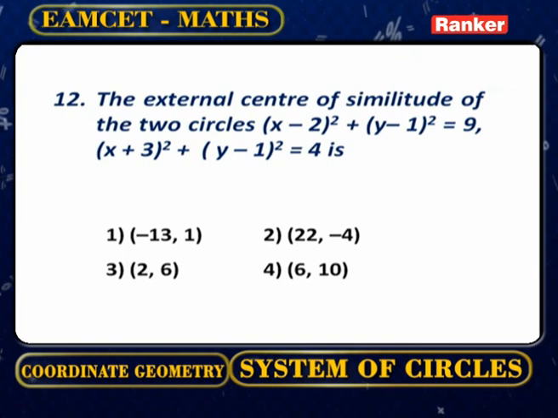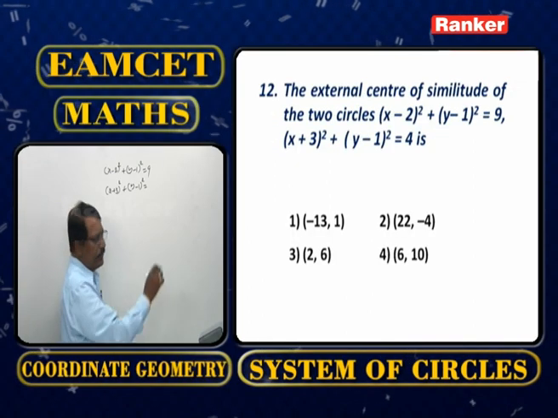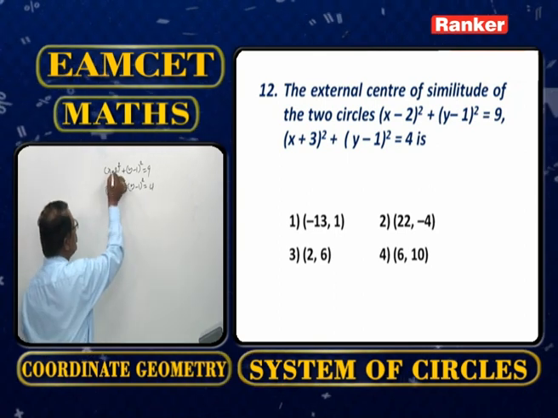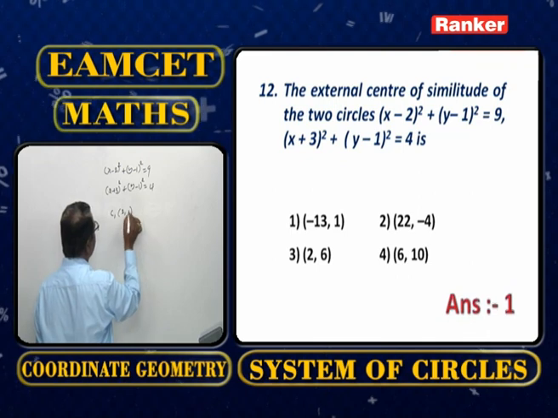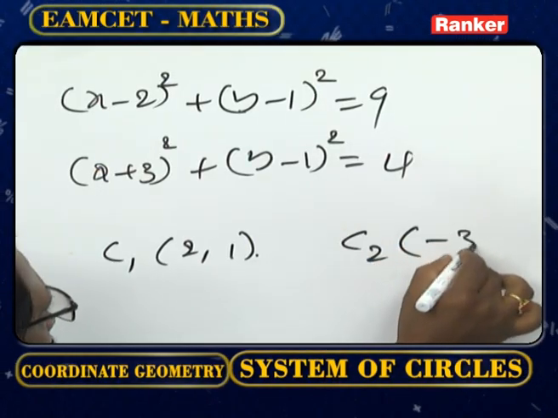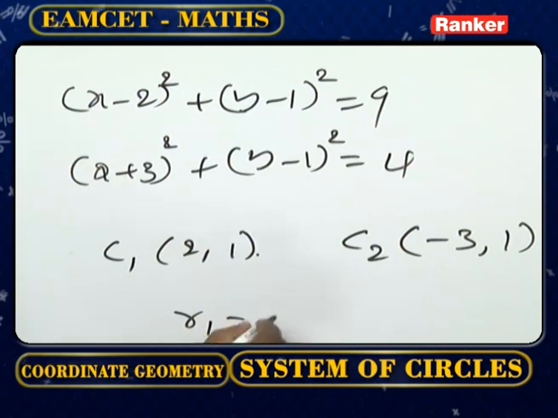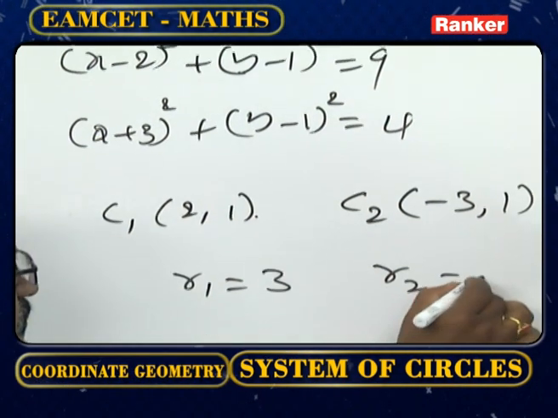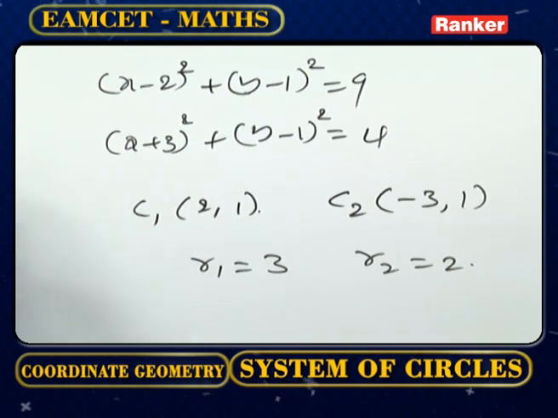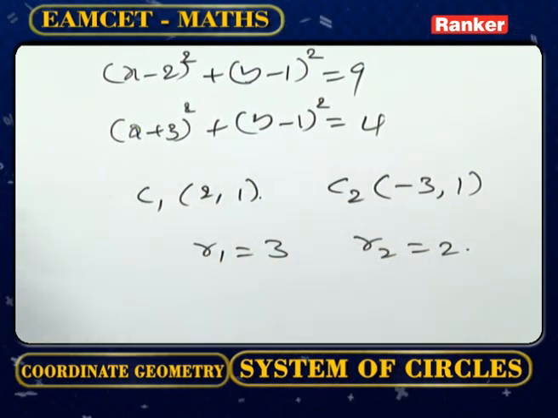The external center of similitude of the circles (x - 2)^2 + (y - 1)^2 = 9, and (x + 3)^2 + (y - 1)^2 = 4. Now the center of the first circle c1 is (2, 1), the center of the second circle is (-3, 1). The radius of the first circle is 3, the radius of the second circle is 2. But the external center of similitude divides c1c2 in the ratio r1 is to r2 externally.